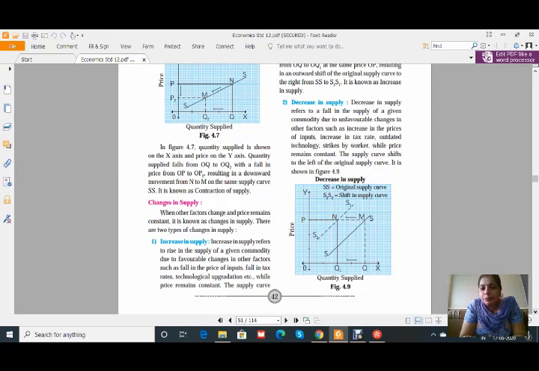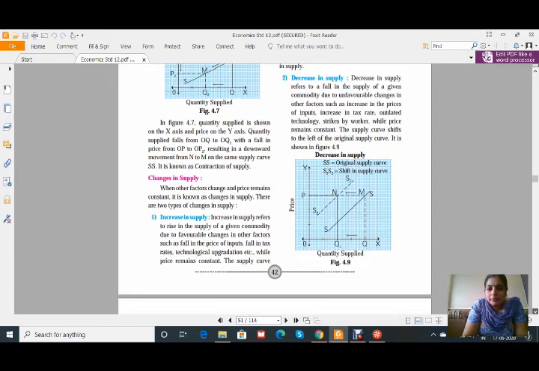Again the price is P here, quantity supplied is Q, and it will come down to Q2, and therefore our supply curve SS will show the movement, that is, it shifts inward, near the y-axis. So in that case S2 is the new curve, which shows decrease in supply. Okay, I think all of you are getting clear about this.